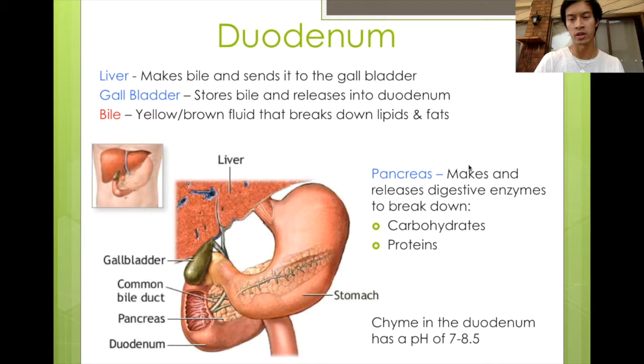And then that makes it available for enzymes to start breaking down. Your pancreas will also make and release digestive enzymes to break down more carbohydrates and more proteins. So you can sort of see that the duodenum does an all-purpose job, and the chyme here has to go back up to a pH of 7 to 8.5. To do that, sodium bicarbonate is released in the duodenum as well to bring the pH level back up to a neutral state, rather than keeping it at an acidic state.